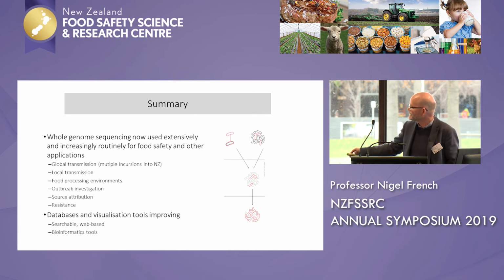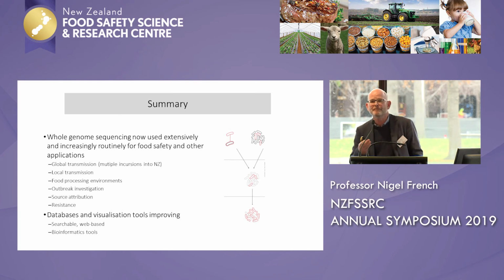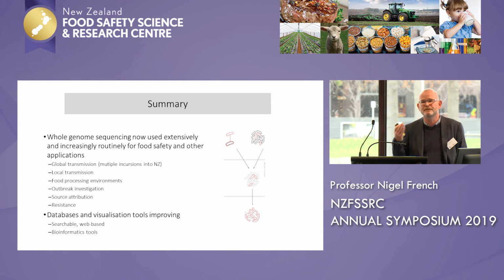We can look at global transmission, look at that from a biosecurity as well as a food safety perspective. Local transmission, food processing environments, outbreak investigation, attributing source, and looking at things like antimicrobial resistance. And the databases, the more we go on, we're developing better tools for visualization, for analysis of the data, much more accessible tools, and improving our ability to make good decisions in the food chain.